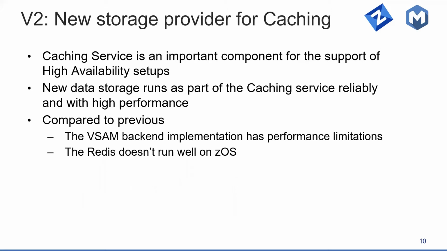As I already mentioned, the third area is mainly touching high availability. Within the HA setups, we need to use the caching service for some of the Zowe services, including some of the pieces of the API mediation layer. And for the caching service, it's important to have a durable storage solution. At the moment, we support VSAM on platform and Redis off platform.